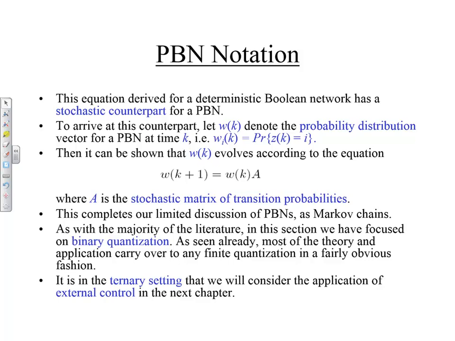As with the majority of the literature, in this section we have focused only on binary quantization. We have talked only about zeros and ones. But most of the theory and applications will carry over to any finite quantization in a fairly obvious fashion. Like you can have ternary, 1, 0, minus 1 and so on. And it is in the ternary setting that we will consider the application of external control in the next chapter. The ternary setting is quite natural because when you analyze microarray data, if you're taking ratios, you're going to get either significantly higher than 1, significantly lower than 1, or almost equal to 1. So the ternary setting comes up quite naturally if you're looking at ratios of gene expressions. Any questions?